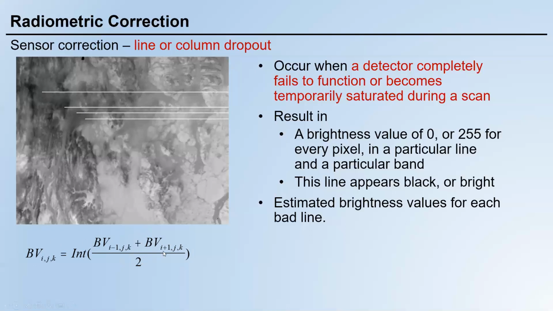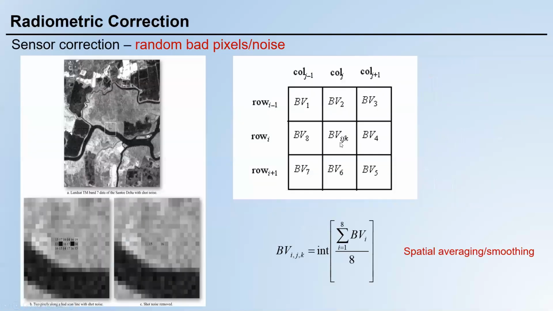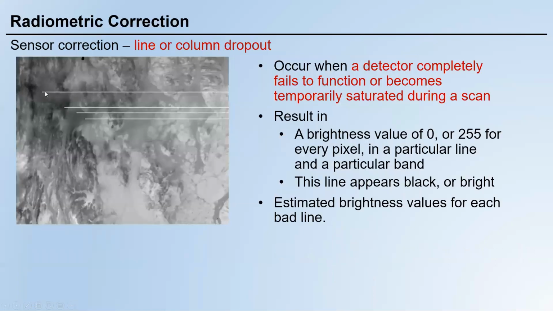So this is just another type of spatial averaging, but this time it's not all the pixels surrounding each pixel. It's just the pixel above it and the pixel below it. Because here, obviously, you cannot use all pixels surrounding each bad pixel to do the spatial averaging. You simply use the one above it and below it. The int here means integer. So when you have an average value, we only want the integer part of that value because the brightness value is always an integer.